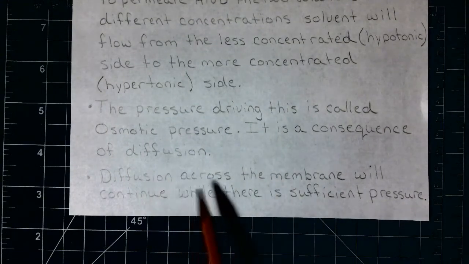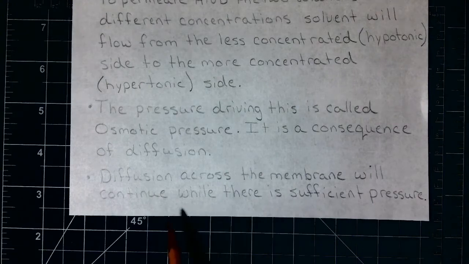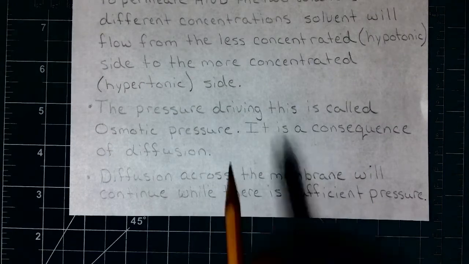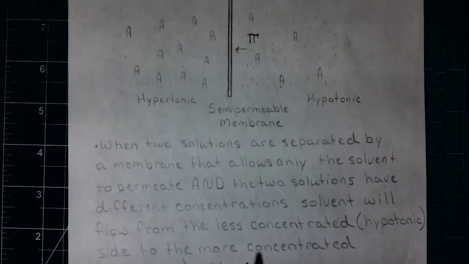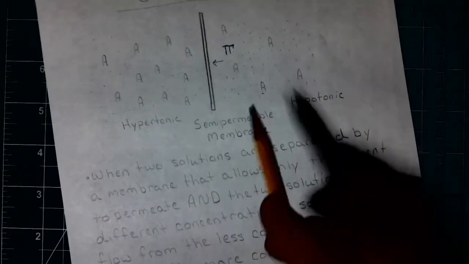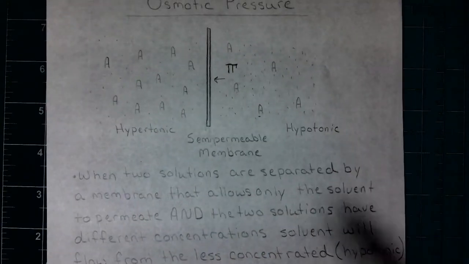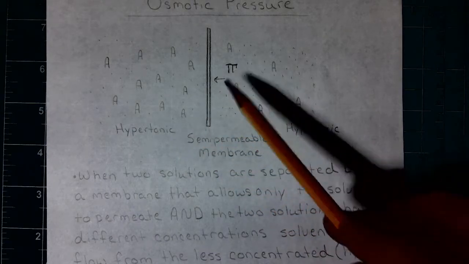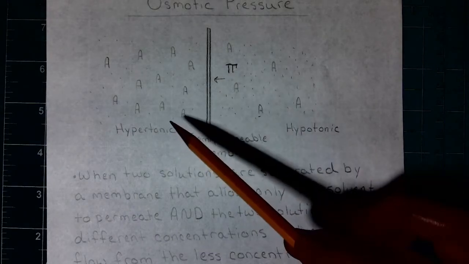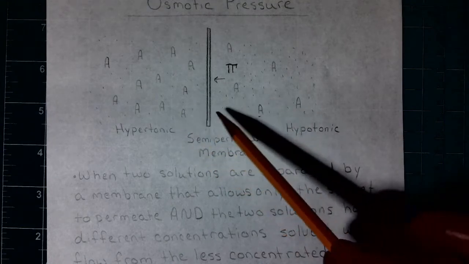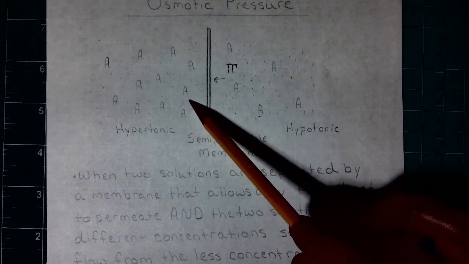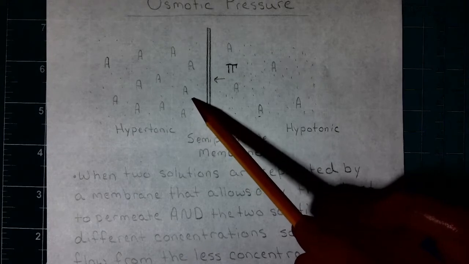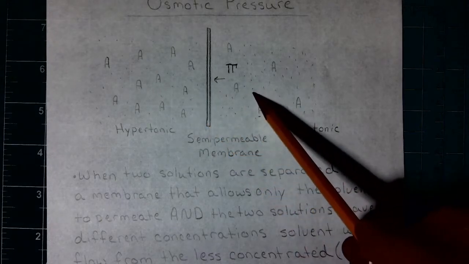So this diffusion across the membrane will continue while there is sufficient pressure to push the solvent through, okay? At some point, because the solvent does have to squeeze past this membrane, this pressure will no longer be high enough to push a solvent through. And that's going to usually be pretty close to the point at which there's an even number of solvent and solute molecules over here as there is over here.